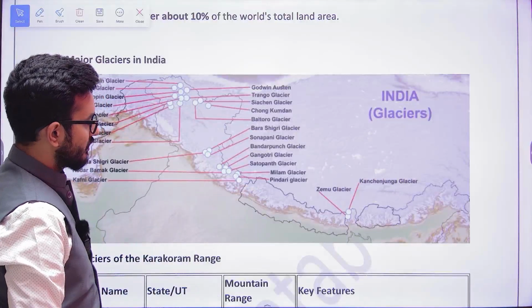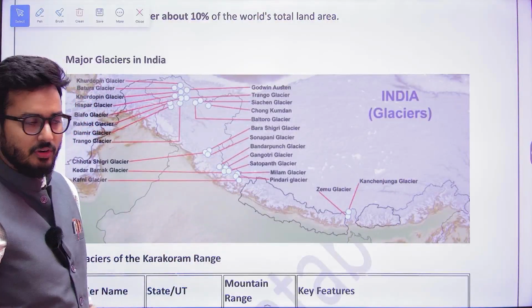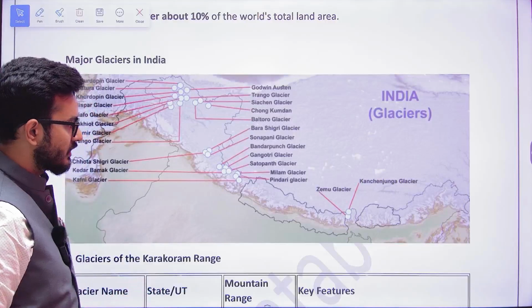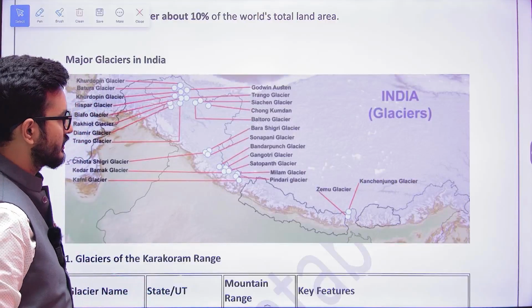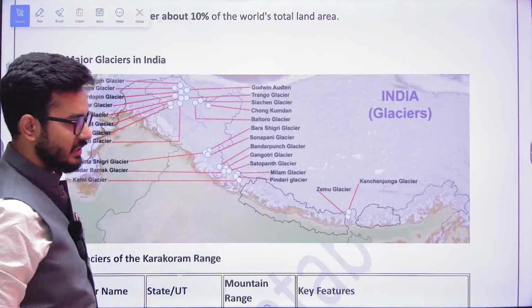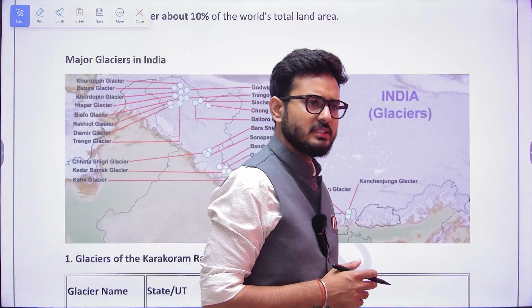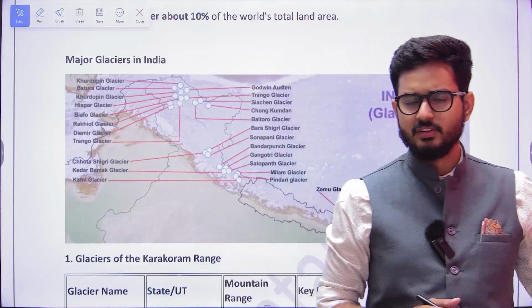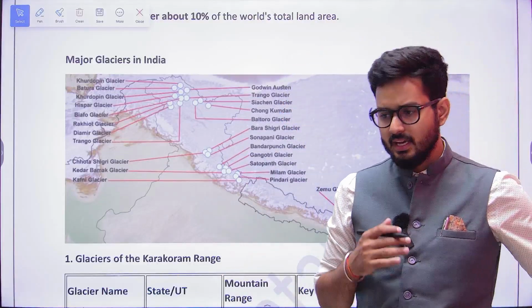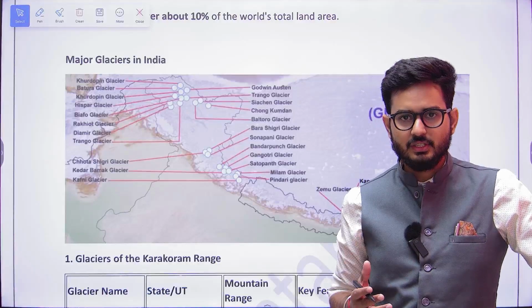If you look at this, there is the Bandarpoonch glacier, the source for the Yamuna. Then there is the Gangotri glacier for the Ganga river, and the Satopanth glacier. Along with that, look at the Siachen glacier. It is the highest and longest battlefield, around 75 kilometers in length. That is the area the glacier covers.